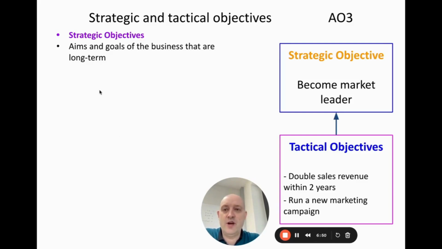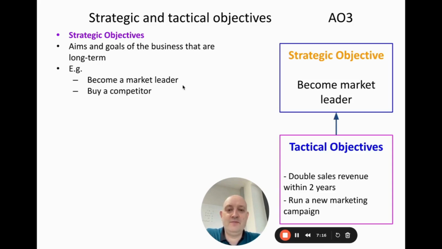Strategic objectives are aims and goals of the business that are long-term. So the key word here is long-term. For example, some strategic objectives might be to become a market leader, a leader in the market that we're operating in, by having the highest market share. Maybe we want to buy a competitor, because that's another way that we can increase our market share. You can see that these objectives are very much long-term.